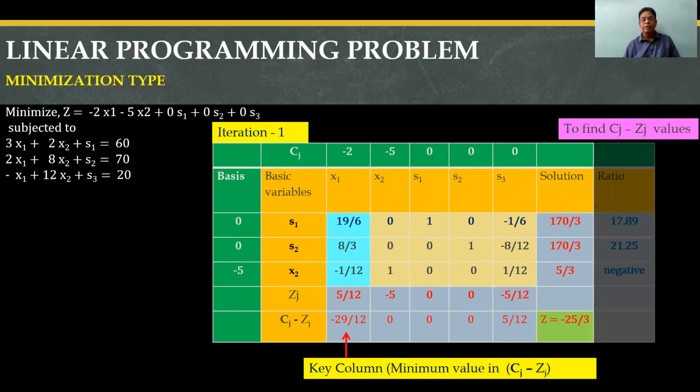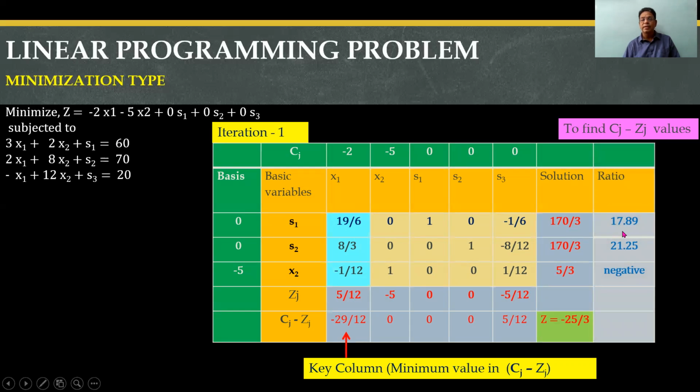Who will leave the solution? That is found from the ratio. How do we get the ratio? Ratio is always found as the solution column divided by the key column. Solution, that is 170 by 3 divided by 19 by 6, we'll get 17.89. Again 170 by 3 divided by 8 by 3, we'll get 21.25.